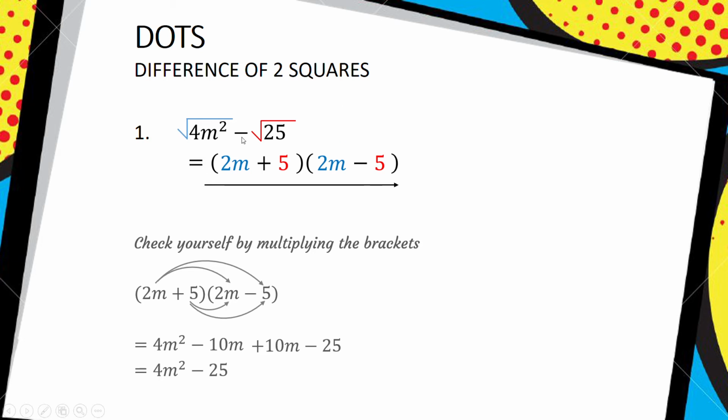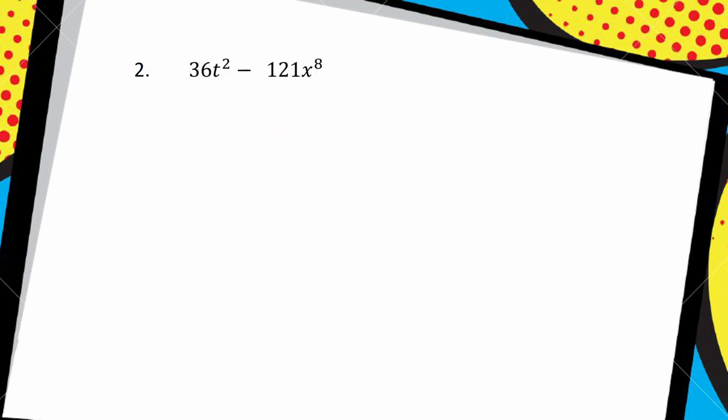Okay, copy down number 2. Alright, so I've got 36t squared minus 121x to the power of 8. Okay, let's check if it's difference of squares. 36 is a perfect square, 121 is a perfect square, 11 times 11. And I've got t squared, so there I've got a perfect square, x to the power of 8, an even exponent, so I've definitely got a perfect square there. And I've got a subtraction sign, and only 2 terms, it's definitely difference of squares.